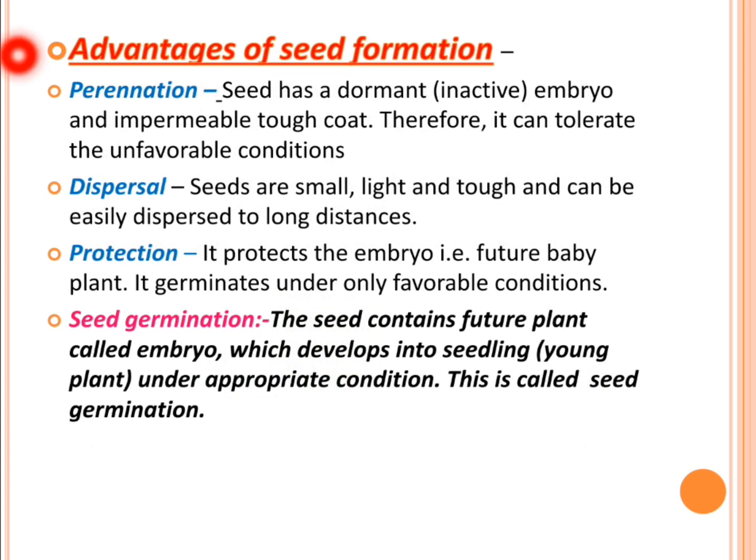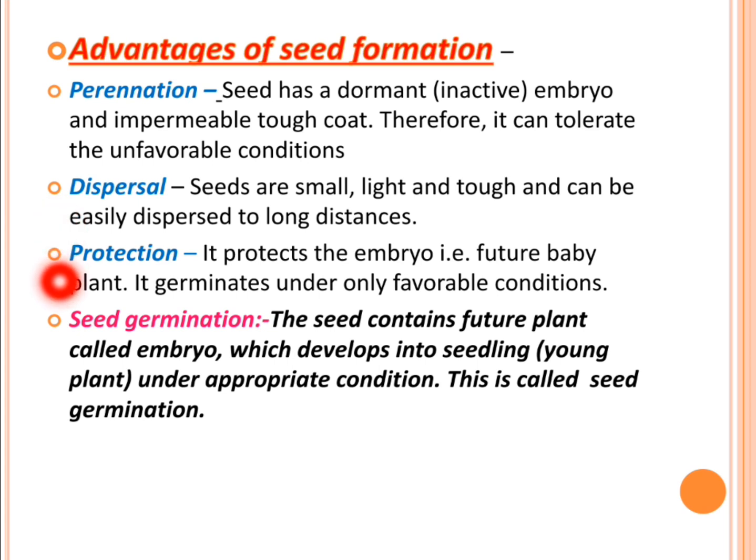What are the various advantages of seed formation? First is perennation. When a seed does not grow, it remains in a dormant condition. Seed has a dormant or inactive embryo and an impermeable tough coat which enables it to tolerate unfavorable conditions. Next, dispersal. Seeds are small, light and tough and can easily be dispersed to long distances where they can germinate and grow to form a new plant under appropriate conditions.